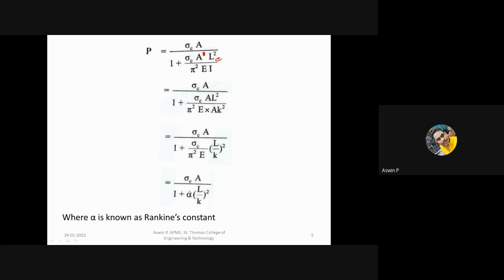This alpha is known as Rankine constant, and you can see that the value of Rankine constant will be sigma c divided by pi square E. This term is replaced by a common term, that is alpha, because sigma c is constant, pi square is constant, and E is constant for a material. For such a thing, we will take this whole term as Rankine constant known as alpha. Please note down from top to bottom.